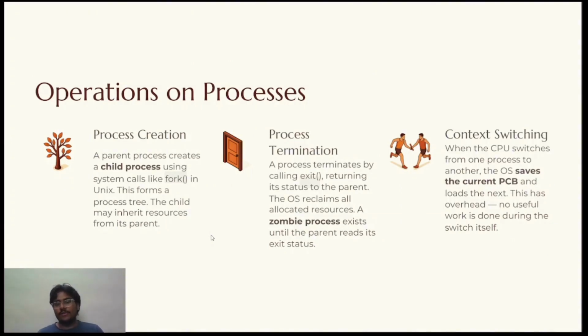Now moving on to operations on processes. Processes are not static; they are created and destroyed. First is process creation. A process creates another process, parent to child, for example, opening a new tab. The second is termination. When a process finishes execution, the OS frees the memory and deletes it. Then comes context switching. The CPU switches between processes. The OS saves the current PCB and loads the next. Too many switches can reduce performance.